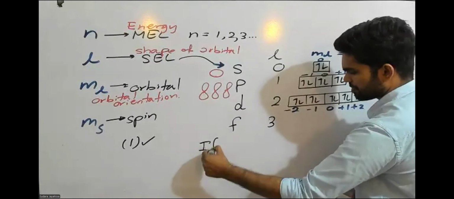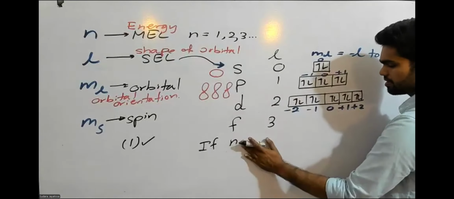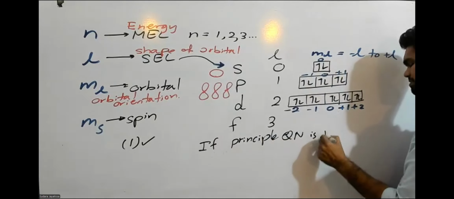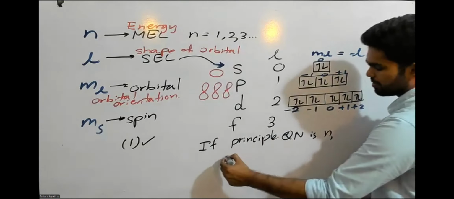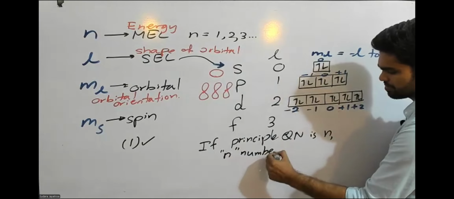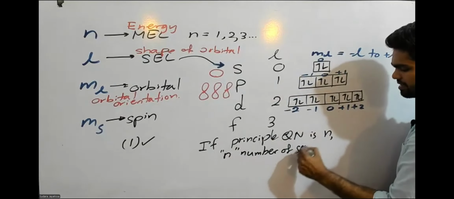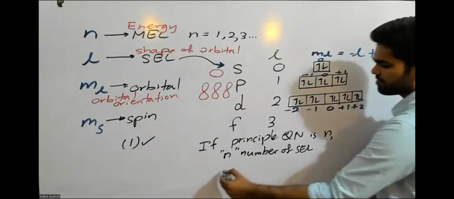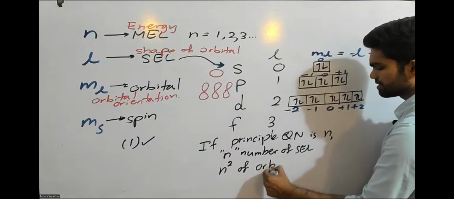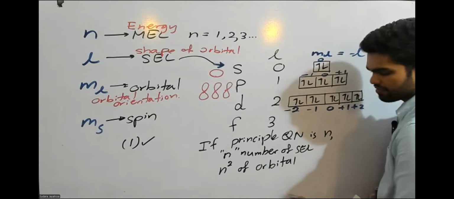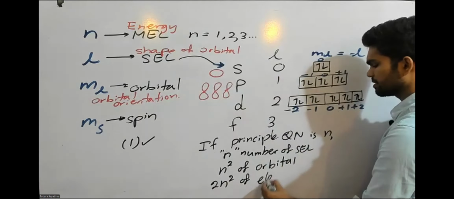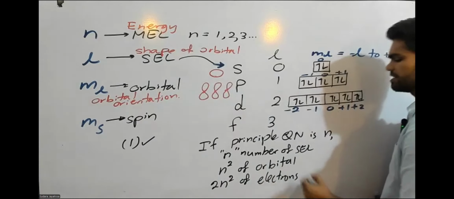So if the principal quantum number is n, we have n number of sub-energy levels, and then we have n square orbitals. Then we will have 2n square electrons in that energy level.